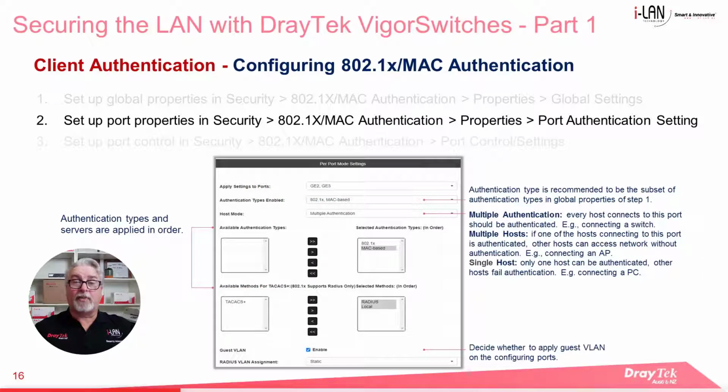After setting up the global properties, the next step is to set up the port properties. This is in the same place under Security, 802.1x MAC Authentication, Properties. Then select the Port Authentication Settings tab. The authentication types will be a subset of those specified in the global settings. For host mode, we have 3 types we can select. These are multiple authentication, multiple hosts, and single host.